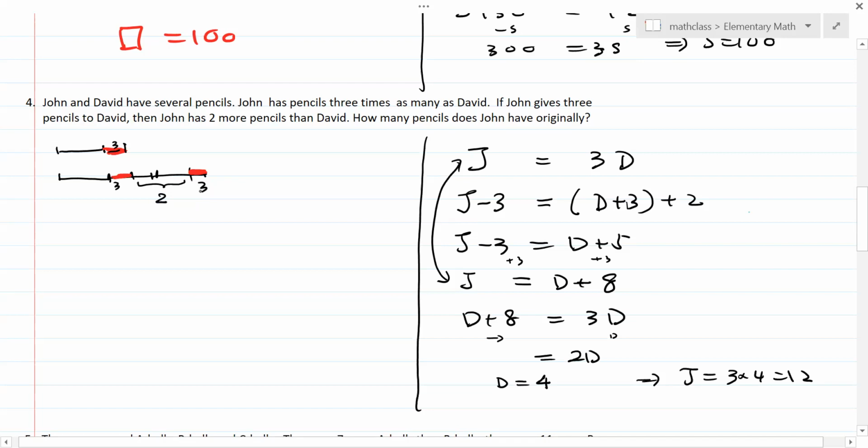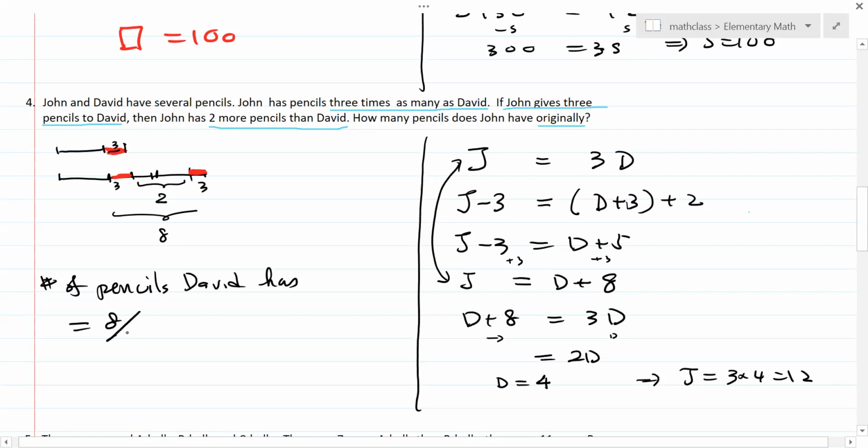Then you can tell that, draw the picture. In total, this side is going to be 8. So that 8 is what? It represents 2 sections originally. So 1 section means the number of pencils David has. So the number of pencils David has is going to be 8 divided by 2, which is equal to 4.